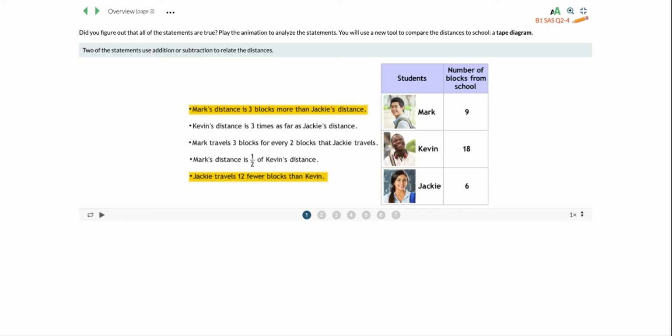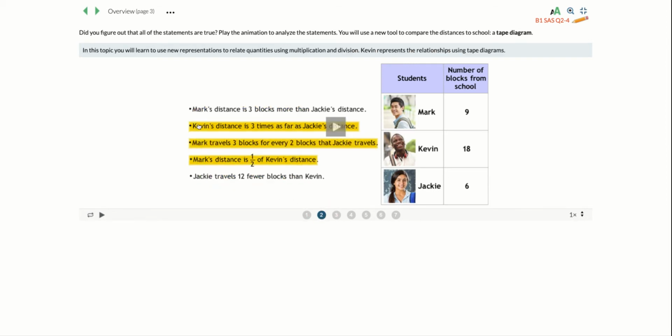We're going to take a look at the 5 statements. We're going to use a tool called a tape diagram in order to do that. So first, as we look at the first statement and the last statement, they relate to addition and subtraction because we're talking about Mark's distance being 3 blocks more than Jackie's distance, and that Jackie travels 12 fewer blocks than Kevin. Next, we could look at the middle 3 statements. They have to do with multiplication and division.